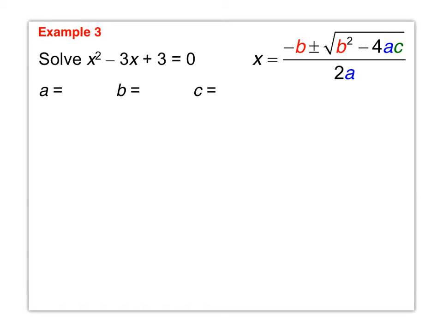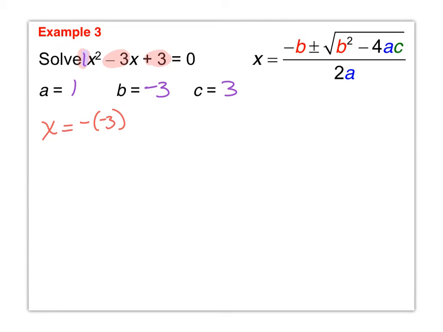All right, let's take a look at this one. We want to solve x squared minus 3x plus 3 equals 0. The equation is already written in standard form, so we can determine our values for a, b, and c. A is the coefficient of the x squared term. There's no number in front of the x squared term, so we know that that is a 1. A equals 1. B is the coefficient of the x term, which is negative 3, and c is the constant term, positive 3.